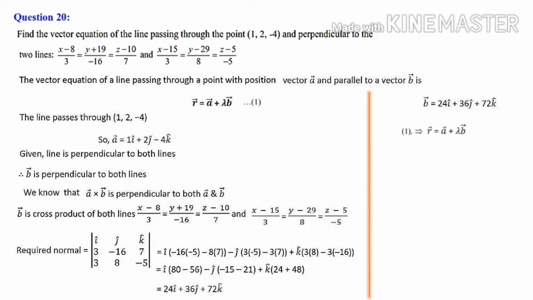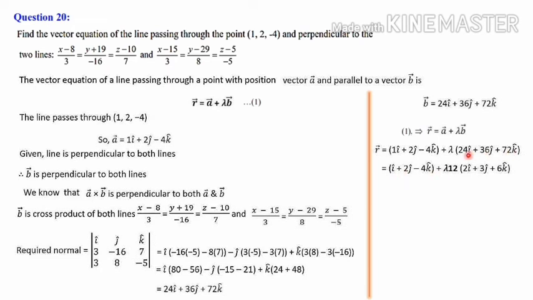Let's substitute it in equation number 1. We have got both vector A and vector B. So vector A is 1i plus 2j minus 4k cap plus lambda into 24 i cap plus 36 j cap plus 72 k cap. Then from here, the first one is as it is.